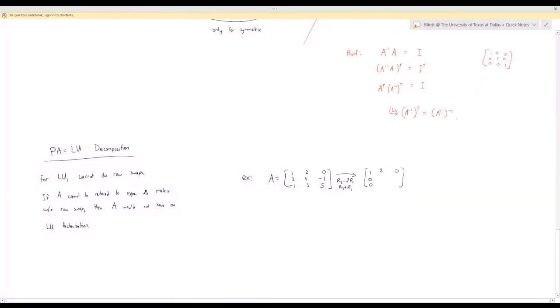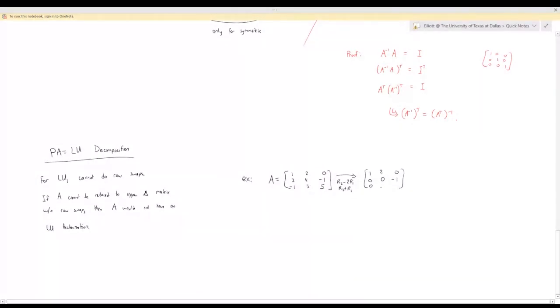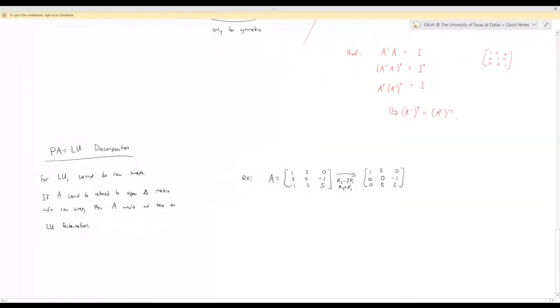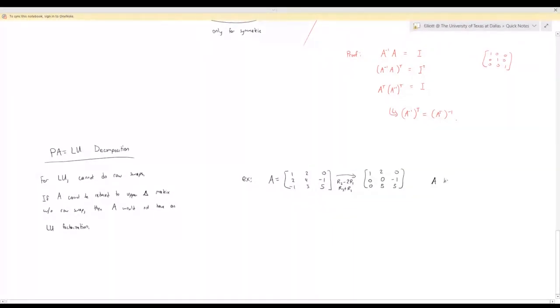But notice that when you do row 2 minus 2 row 1, you're going to get a 0 in that pivot position. And because you have a 0 in this position, you don't have a pivot that you can use to eliminate further, okay? So I can't eliminate this 5 because you've got a 0 in this position. So you cannot do an LU factorization for this matrix then.